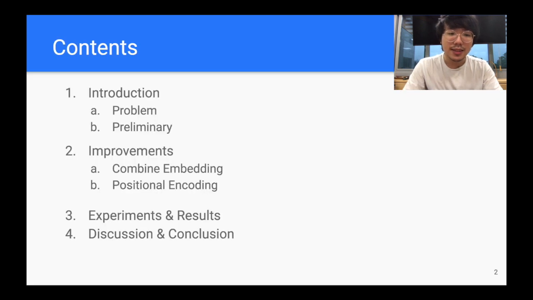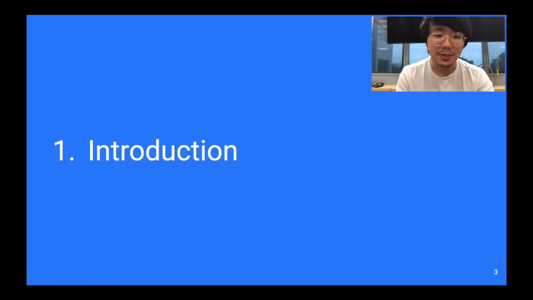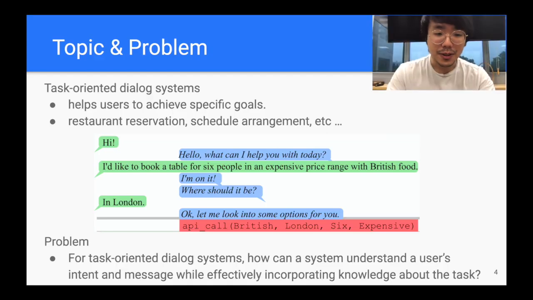Here is our table of contents. In this section, I will explain our problem and the details of the system we replicated. Our topic is task-oriented dialogue systems. It has the purpose of helping the users to achieve specific goals, such as restaurant reservation.